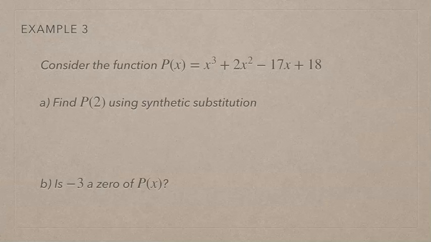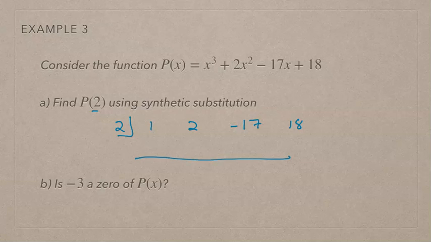All right, example 3. I want to find the value of p of 2 using synthetic substitution. Well, we can do that. We're going to put 2 in our box. Remember, when you're looking at the input, you just put that number in. If you are looking at a factor, then you have to put the value that makes that factor 0. All right, but right now I'm just putting 2 in the box. I have 1, 2, negative 17, and 18.